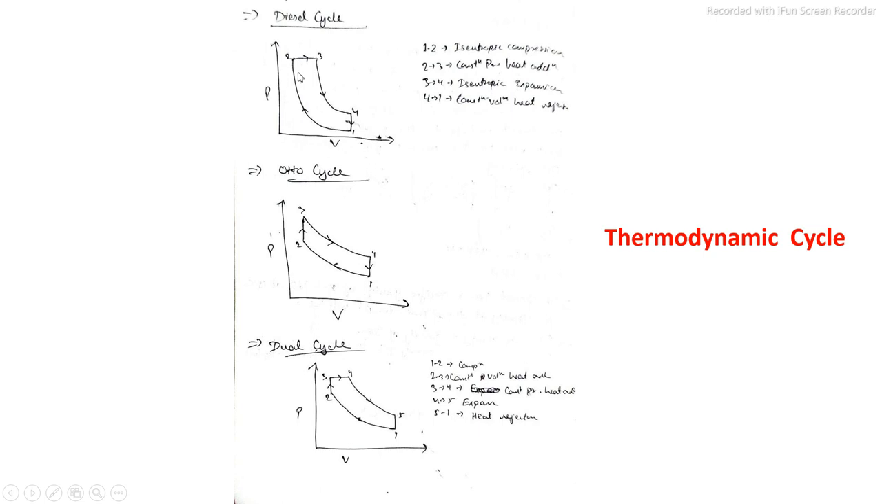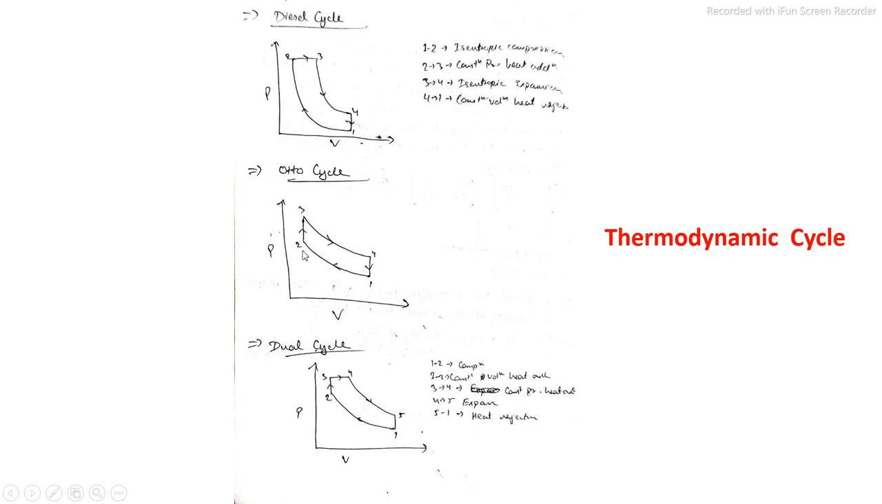The diesel cycle is also known as the constant pressure cycle. The Otto cycle is the constant volume cycle. So here you can see in the PV diagram, from 1 to 2 it is isentropic compression. Then 2 to 3 is constant pressure heat addition. Then 3 to 4 is isentropic expansion, and then 4 to 1 is constant volume heat rejection.